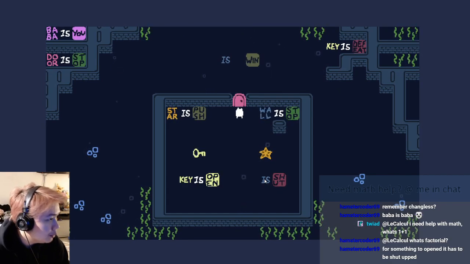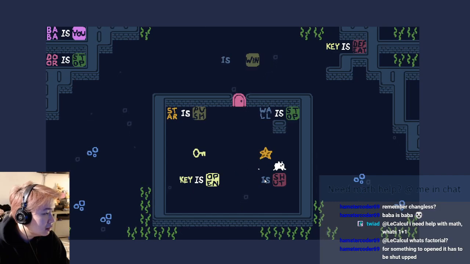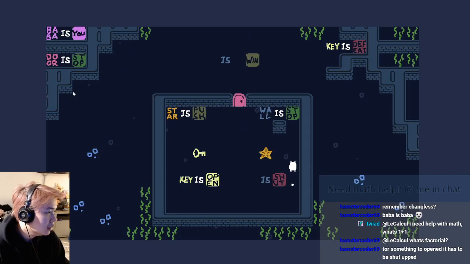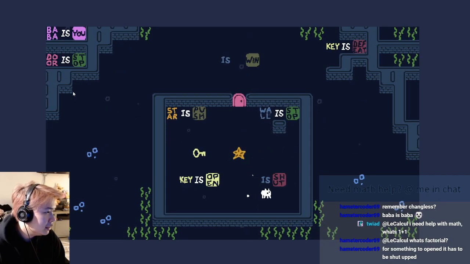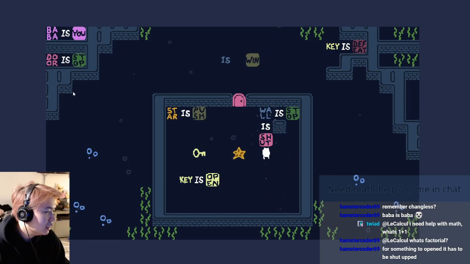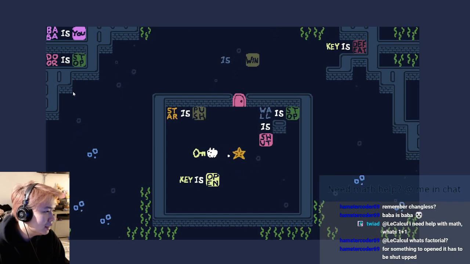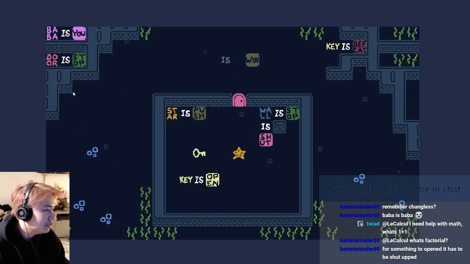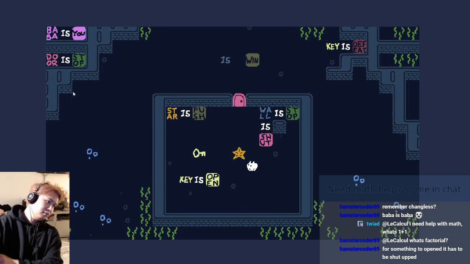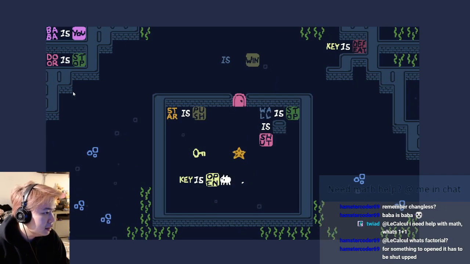For something to be opened, it needs to be shut. Alright, the door isn't shut. Well, let me move this out of the way, and if I make the wall shut, then that means I can break a piece of the wall with the key, right? Woo, what just happened? Oh, key's defeat, so I can't touch the key.